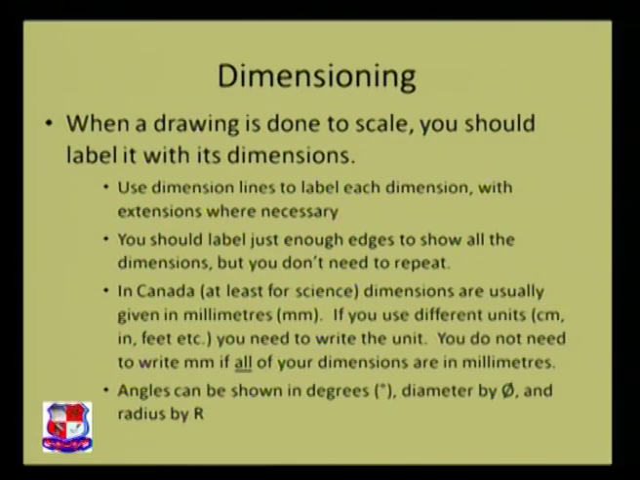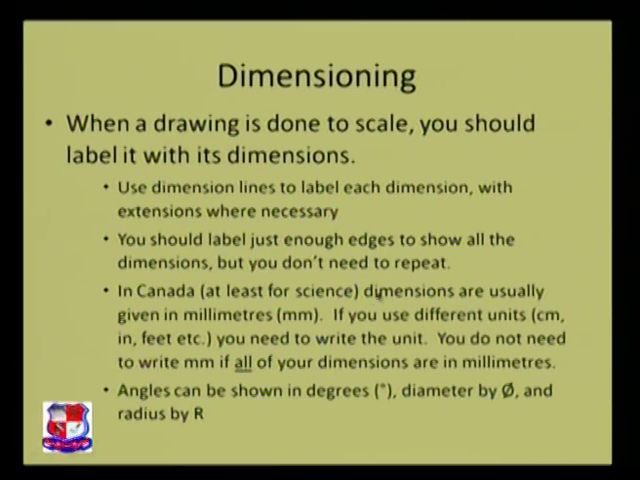Dimensioning. When a drawing is done to scale, you should label it with the dimensions. Use dimension lines to label each dimension, with extensions where necessary. You should also label enough edges to show all the dimensions, but you do not need to repeat them. If you see over here, if I need to draw this marker, and you have indicated this dimension over here like this, let's say this dimension is 50 mm, you don't need to repeat it on the other end. If you have indicated it for one end only, then it is okay. You don't need to repeat the dimension on this side also. Just give the dimension one time only.